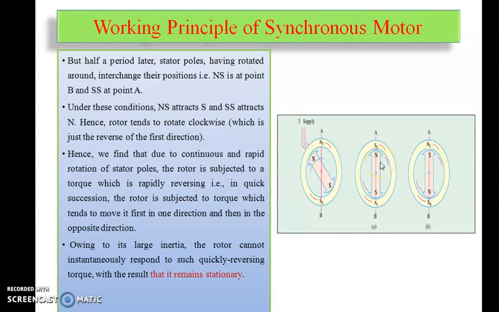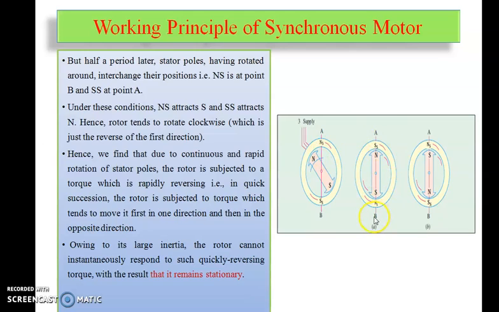That is, it is exactly opposite or reverse of the first direction. Hence we find that due to the continuous and rapid rotation of stator poles, the rotor is subjected to a torque which is rapidly reversing. That means my stator poles are continuously changing. Previously it was N here and S here, but right now S is here and N is here. Earlier the stator had N pole at A and S pole at B, but now it suddenly changed: S pole at A and N pole at B.